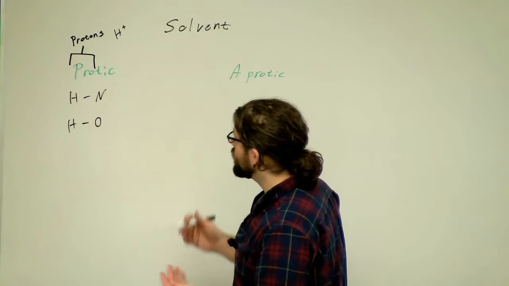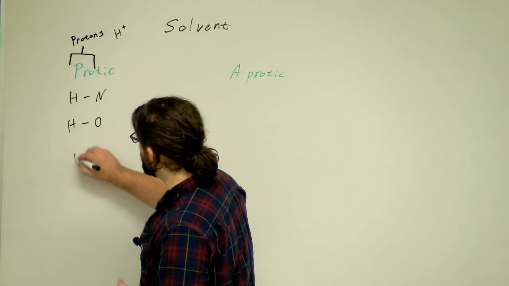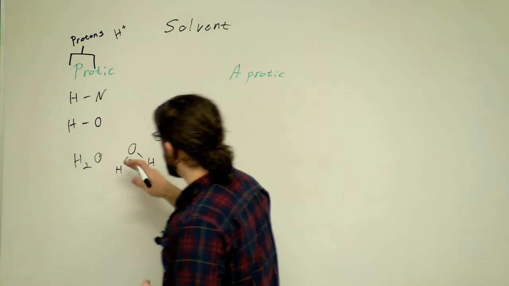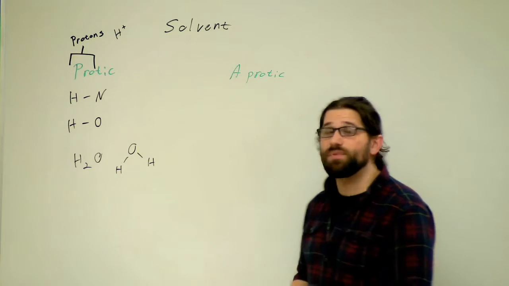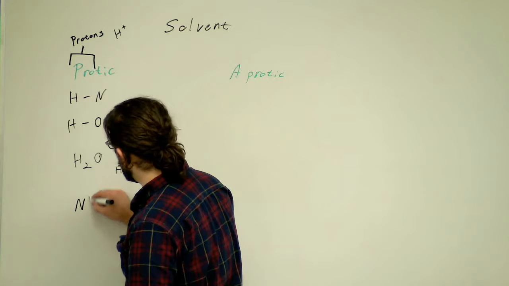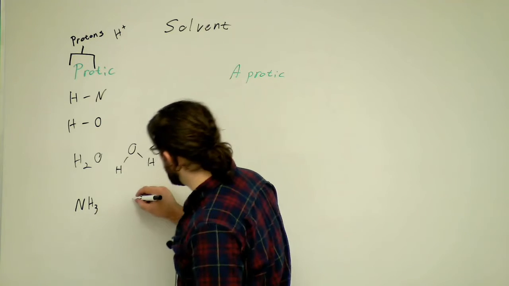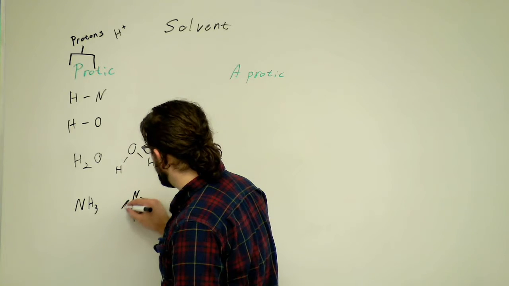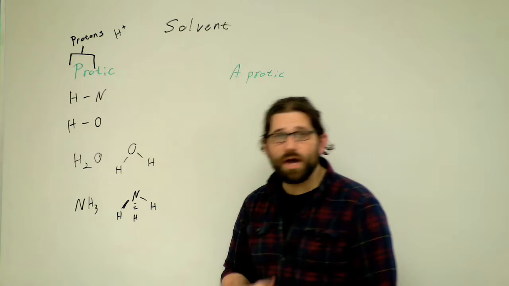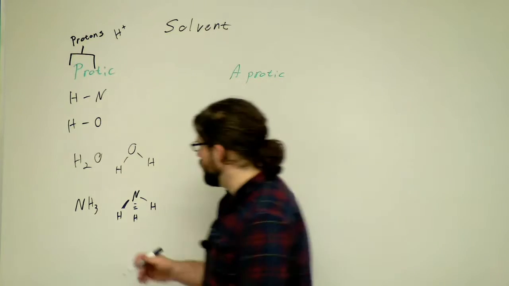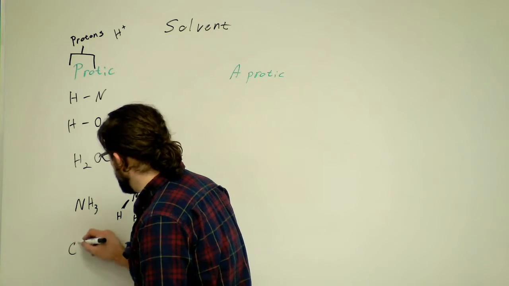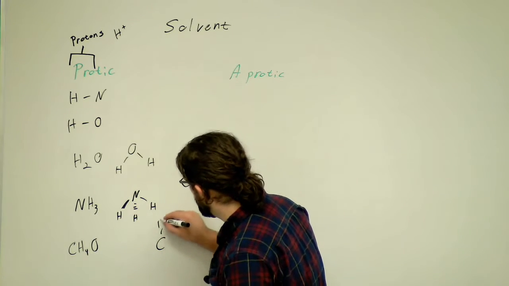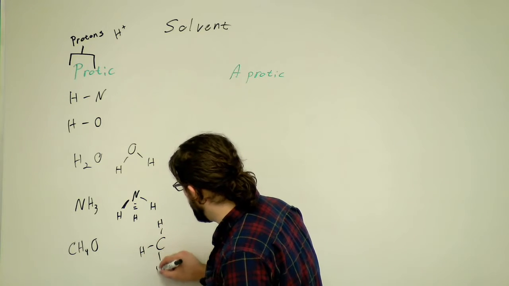A protic solvent could be something like water, which is H2O, which has a Vesper model like that. Another great example would be NH3, ammonia. An ammonia solution could be our solvent. All right? And one more, we could be working with something like methanol, which is CH4O. And that would be the alcohol of methane.